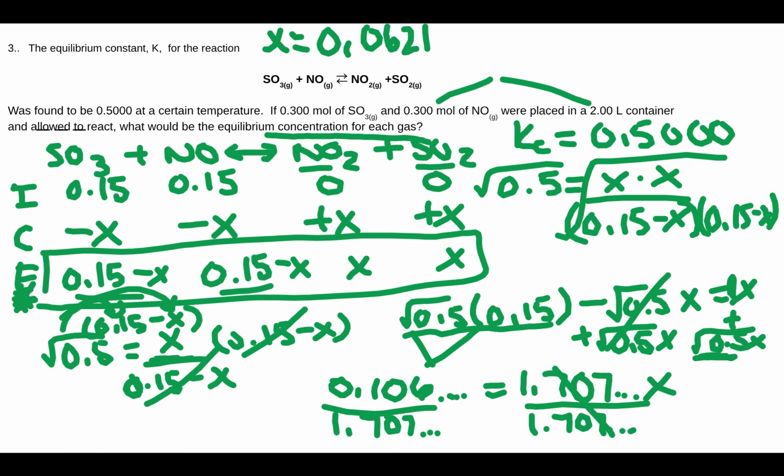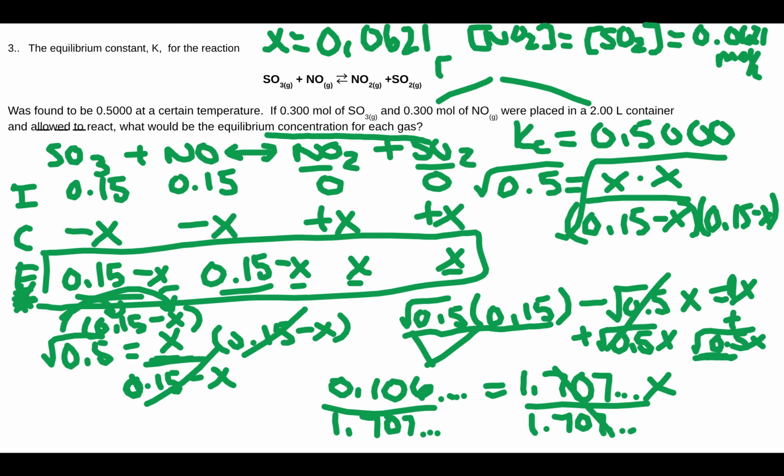So we've done all of that work, but then it's asking the equilibrium concentration for each gas. So going to your chart where equilibrium is, now that you know what X equals, you can plug it in for each of your X values to get the concentrations. So the concentration of your products, NO2 and SO2, is the same, and that's going to equal X, which is 0.0621 moles per liter. Then your reactants also have the same concentration. And if you plug that in, 0.15 minus that X value we solved for, you'll end up getting 0.0879, and that once again is moles per liter.